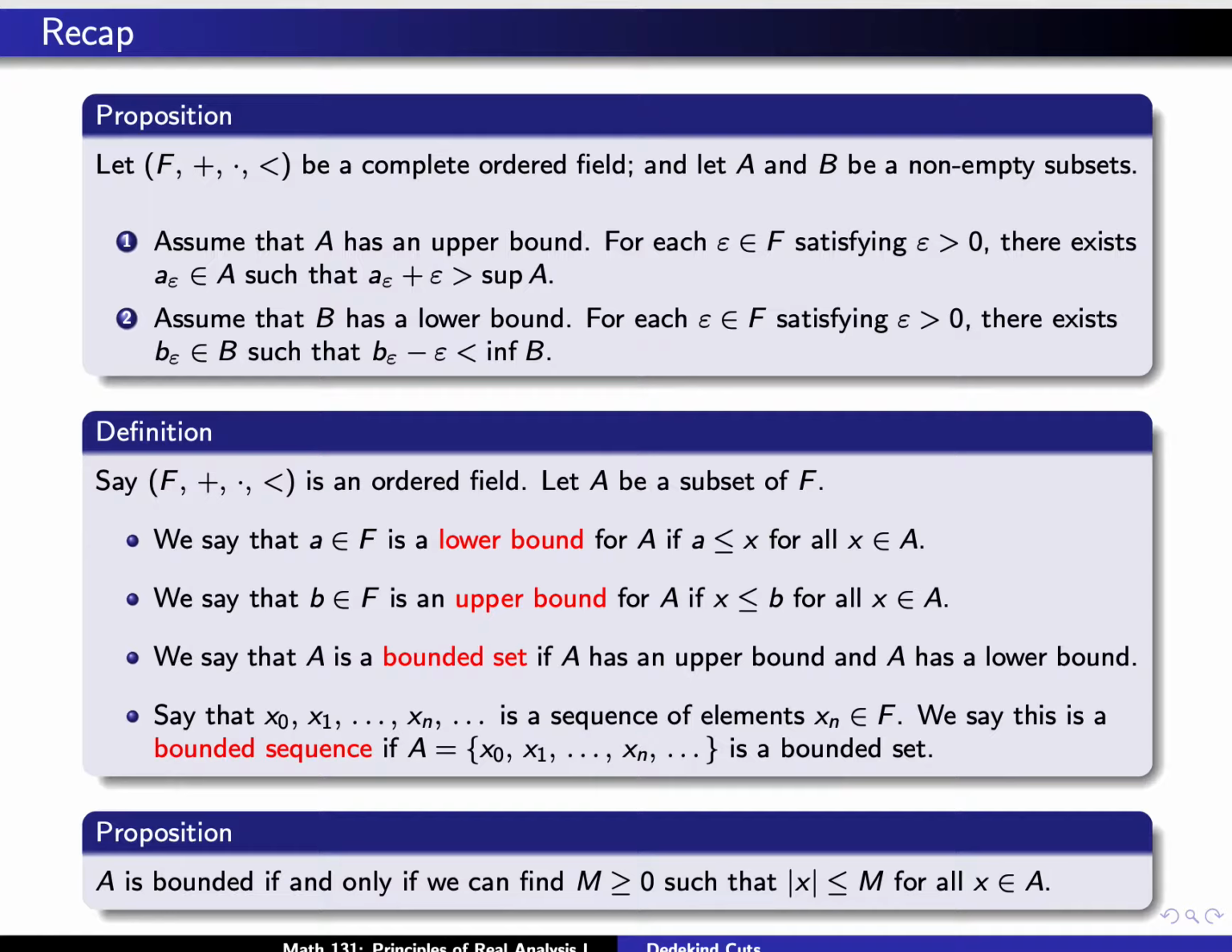Here's a different way to think of what it means to be a bounded set. We'll say that capital A is bounded if and only if we can find a non-negative element capital M such that the absolute value of x is less than or equal to M for all x in the set A.